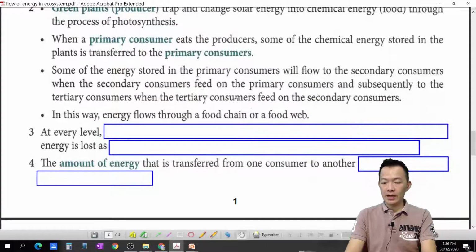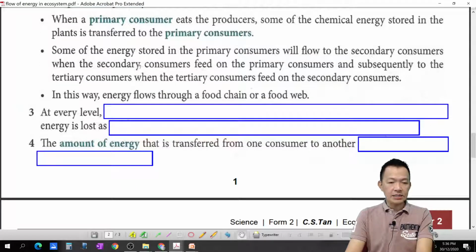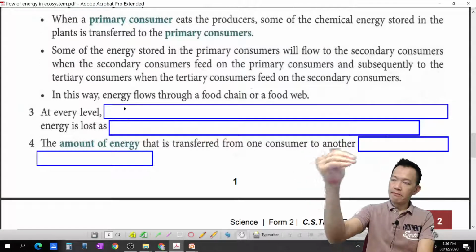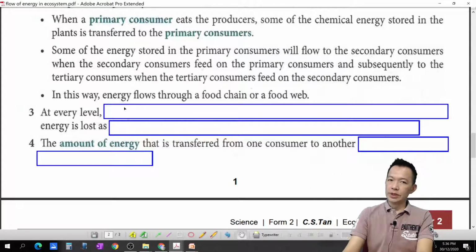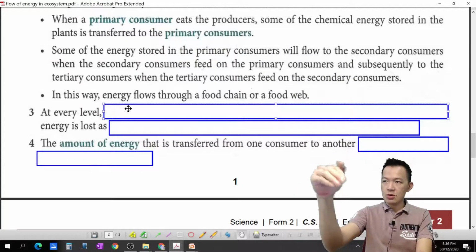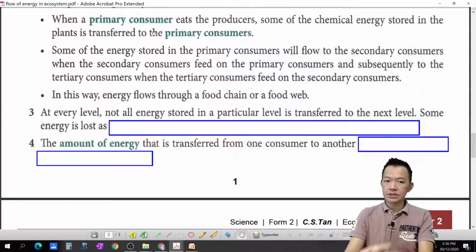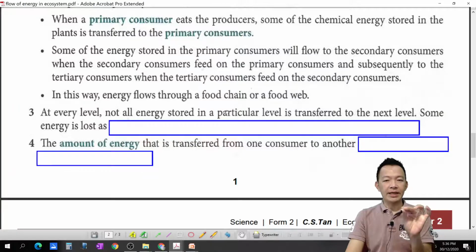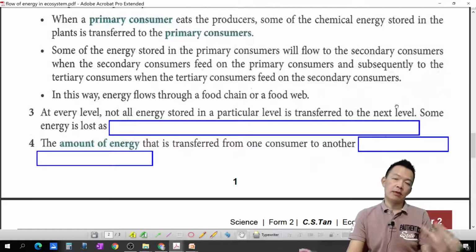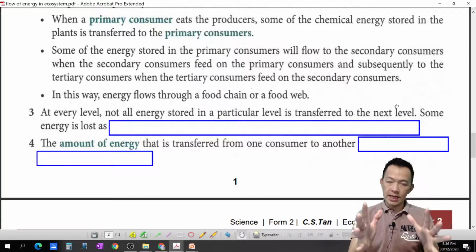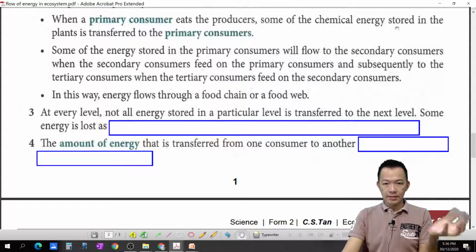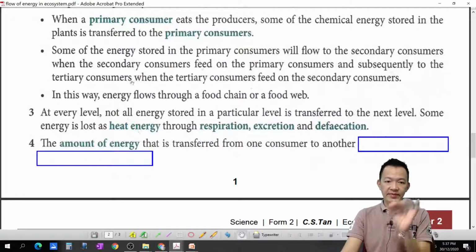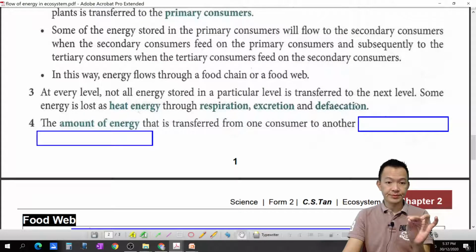OK，and the energy will be flow to the green plant, primary consumer, secondary consumer, and whatever，对不对？So at each level, consumer, primary producer, primary consumer, secondary consumer. So at each level，在每一回合 when the energy flows, not all the energy stored in a particular level is transferred to the next level. 不是所有的能量在这一回合都会传给下一回合。Why? Because some energy is lost as a heat energy through respiration, excretion, and defecation.